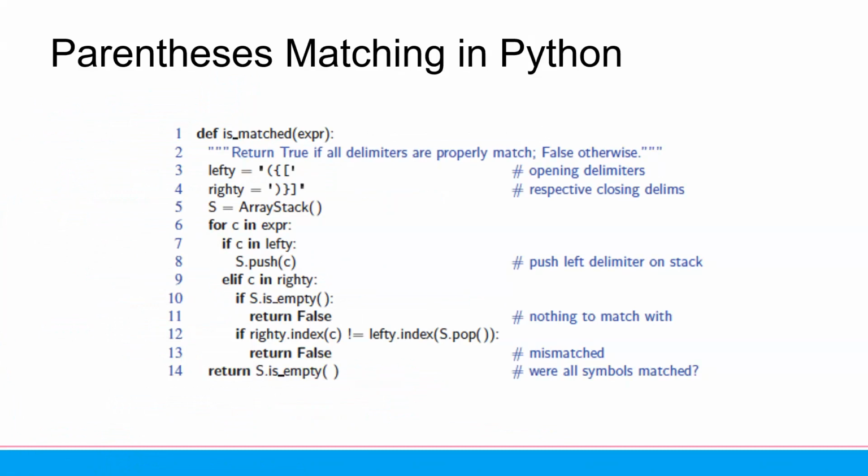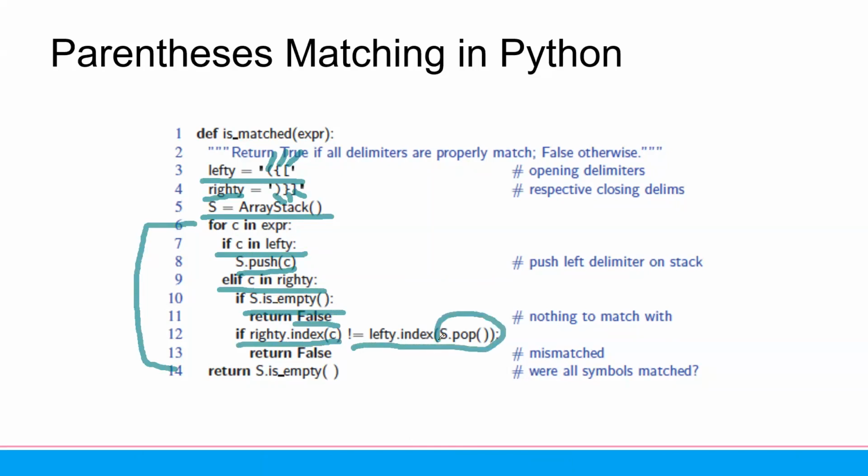You can see from here, we have the left string, which contains the parenthesis, the curly bracket, and the square bracket, and the right string, which contains the closing parenthesis, curly bracket, and square bracket. And you will have one array stack. So I will call the array stack, and then we will do the for loop. If c is in left, then push. Else if it is in right, then check if the stack is empty. If it is empty, then return false. And then check if the right index of c is not equal to the left index of the popped element, then return false, because it is a mismatch.